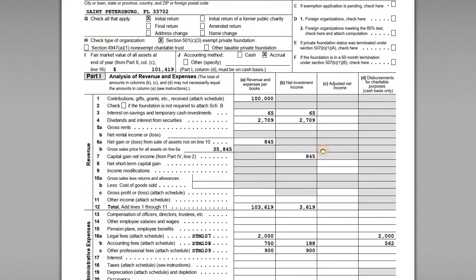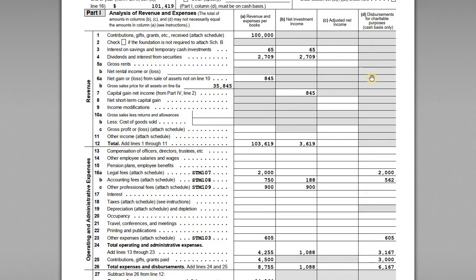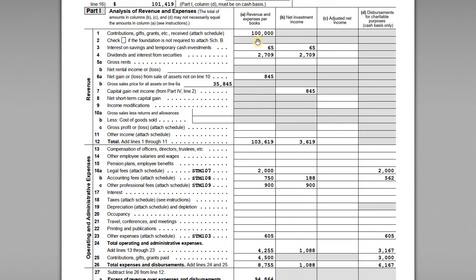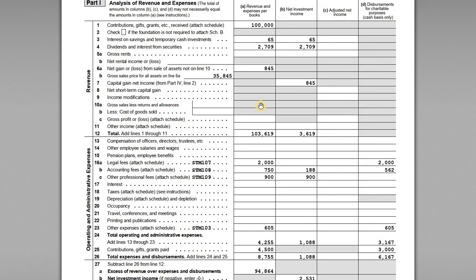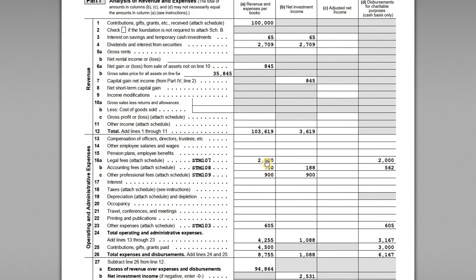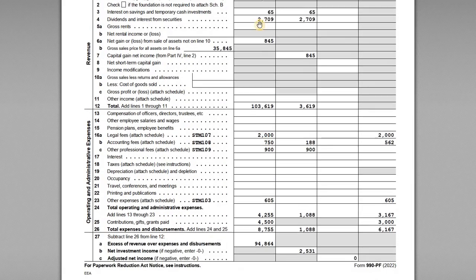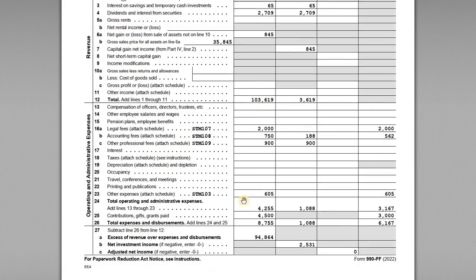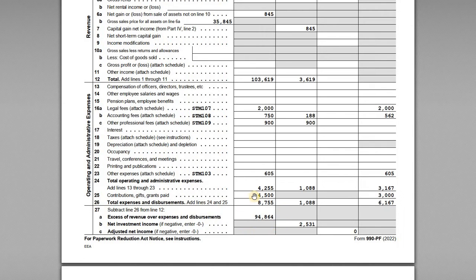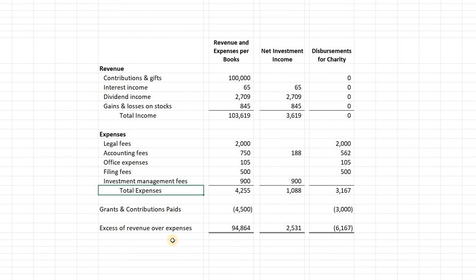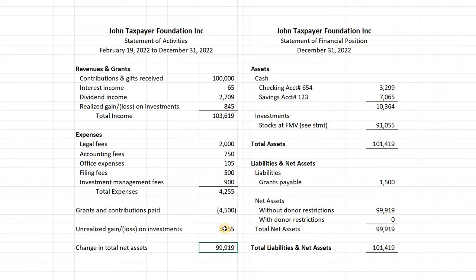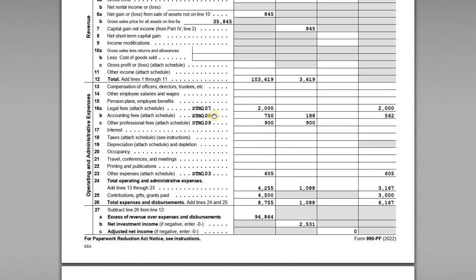All right. Now, part 1, analysis of revenue and expenses, and then the different columns. So revenue and expenses per books, this should, for the most part, match your revenue and expenses per books. Here's the one difference, depending on what kind of accounting methods you're using. So the revenue and expenses per books, after we enter our revenue items, right, the expenses, you'll note down here the excess of revenue over expenses is $94,864. But on our financial statements, we're at $99,919, and that's because we have the unrealized gain or loss on investments recorded in our books.